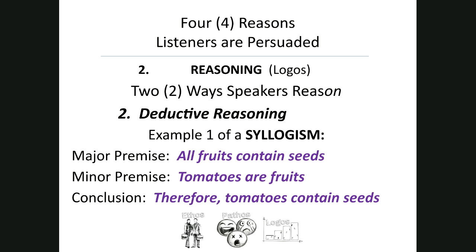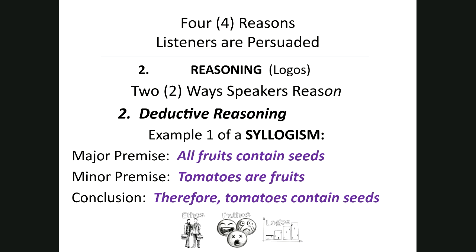Here's an example. Okay, so we start off with the major premise. Remember, we have these 3 things: a major premise, a minor premise, and a conclusion. So the major premise starts out with all fruits contain seeds. The minor premise goes on to say that tomatoes are fruits. So from this major and minor premise, we conclude, therefore, tomatoes contain seeds.